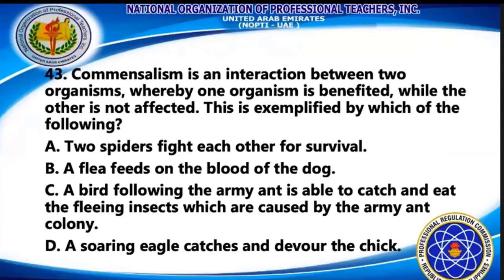43. Commensalism is an interaction between two organisms whereby one organism is benefited while the other is not affected. This is exemplified by which of the following? So, this is a topic of symbiotic relationships sa ecosystem. Okay? Kung maalala niyo yung mga symbiotic relationships, ito yung mga commensalism, parasitism, mutualism, predation, competition, mga ganon. So, saan daw dito ang commensalism? Where one is benefited while the other is not affected.